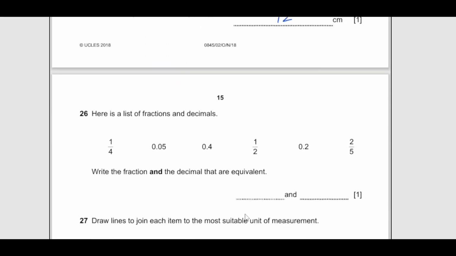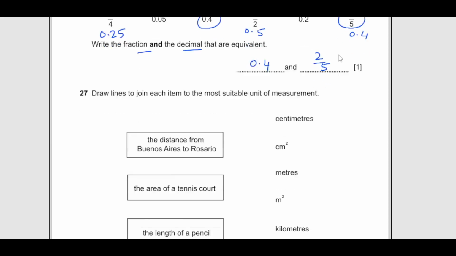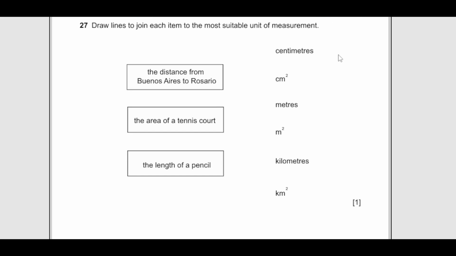Right? Now here is the list of fractions and decimals. Write down a fraction and a decimal that are equivalent. So the best way is to write it as a fraction and decimal: 0.25, this is 0.5, and this is 0.4. So if you see, this is 0.4 and this is 0.4, they are the ones that we are going to write here like this.